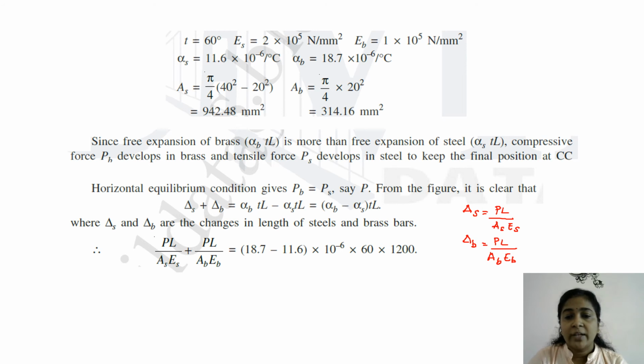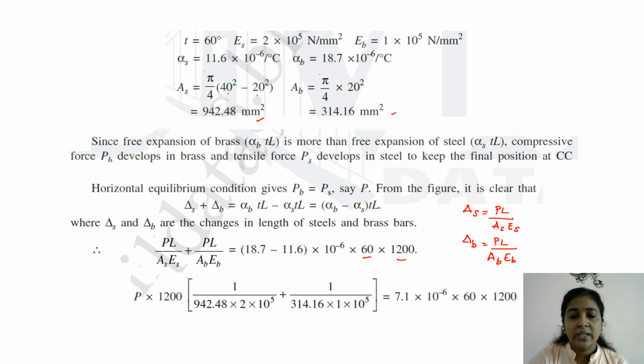Then substitute the values of alpha B, alpha S. The increase in temperature is given as 60 degrees and the length of the member is given as 1.2 meter. And we can substitute the value of AS, that is the area of steel. It is a steel tube of inner diameter 20 mm and outer diameter 40 mm. And the area of the brass rod, which is of diameter 20, is given by pi by 4 into 20 square. Substitute all these values, we can obtain the value of P. This force is compressive in brass and tensile in steel.